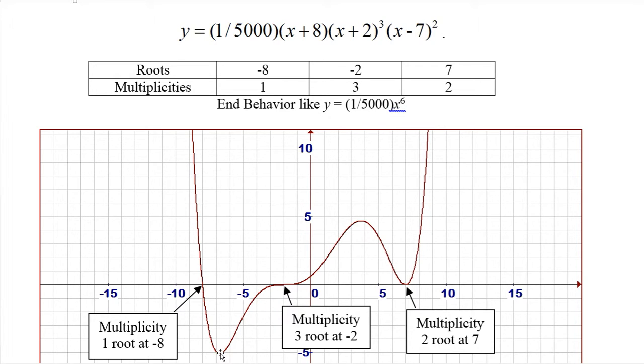Notice this does have an even degree. I can tell because, among other things, both the arrows are pointing the same way on the ends. Also, I add up these powers here. 3 plus 2 is 5, plus 1 more is 6. So the first term, if you multiply this all out, will be 1/5000th x to the 6th, plus a bunch of other terms. But the end behavior should look like 1/5000th x to the 6th.